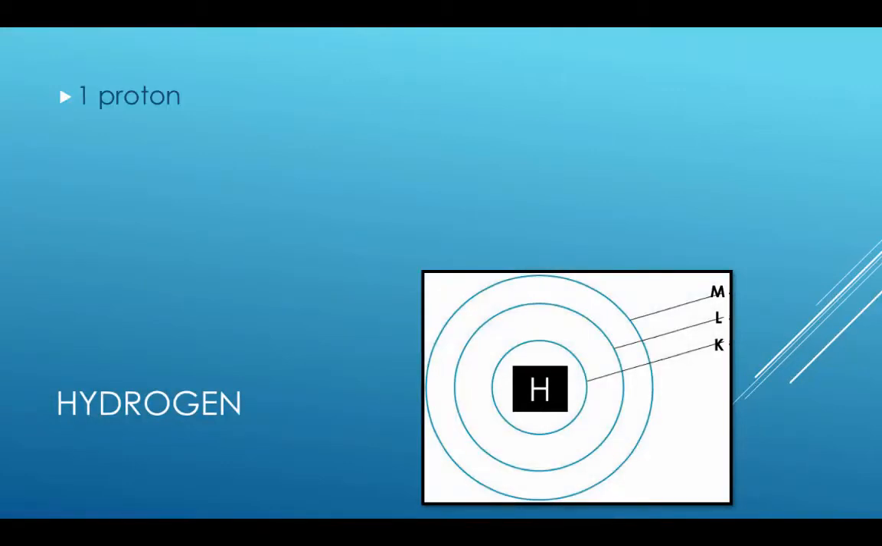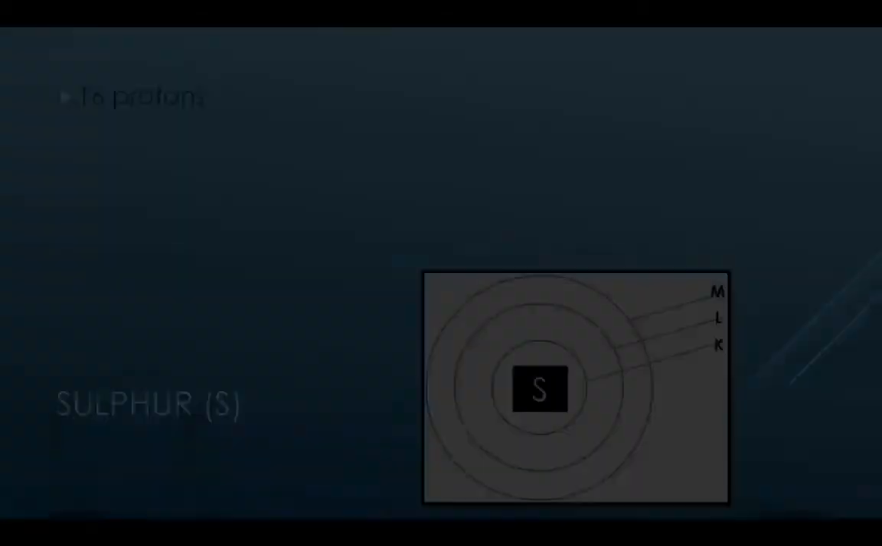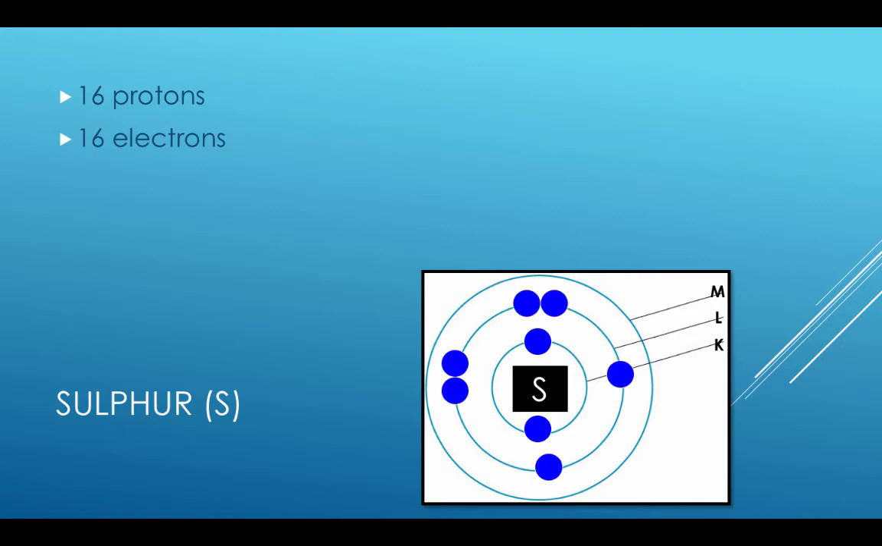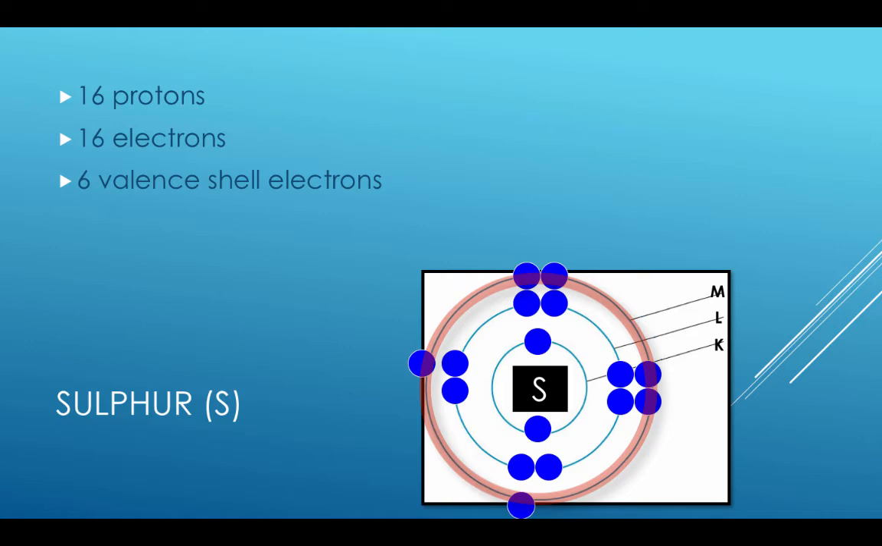Hydrogen has 1 proton and 1 electron since it's elemental. This 1 electron goes into the K shell, here. Our next example, sulfur, has 16 protons, and therefore 16 electrons as it's elemental or neutral. Here are the electrons, 1, 2, 3, 4, 5, 6, 7, 8, 9, 10, 11, 12, 13, 14, 15, 16. The valence shell is the outermost electron shell with any electrons in it. In this case, it's the M shell with 6 valence shell electrons.